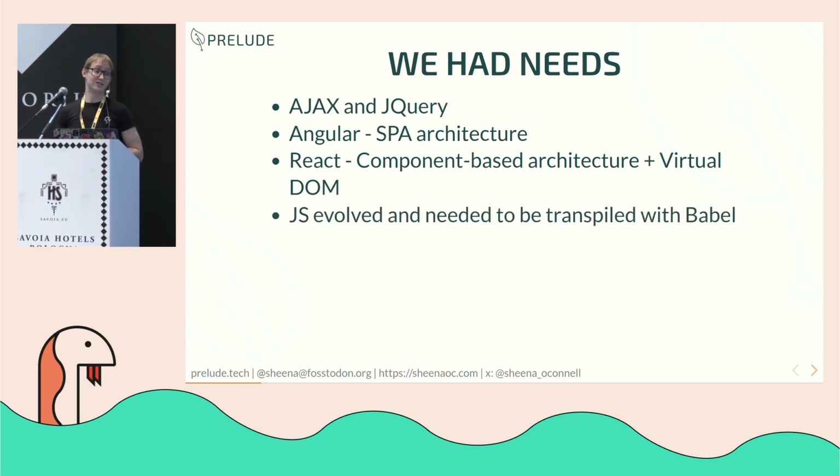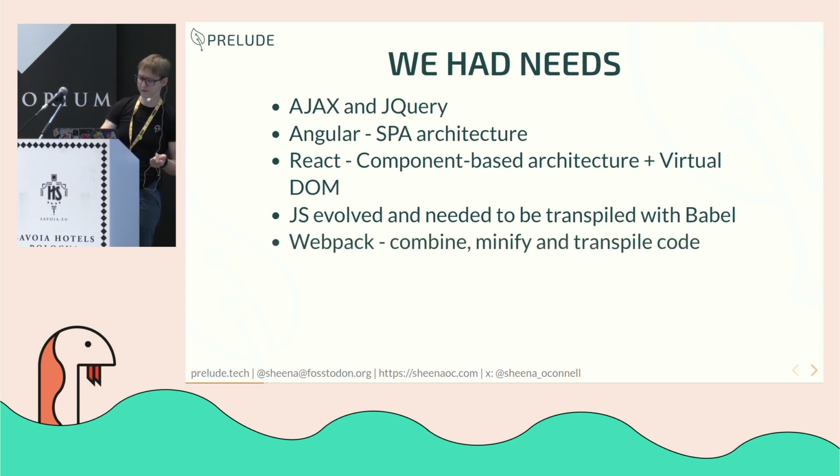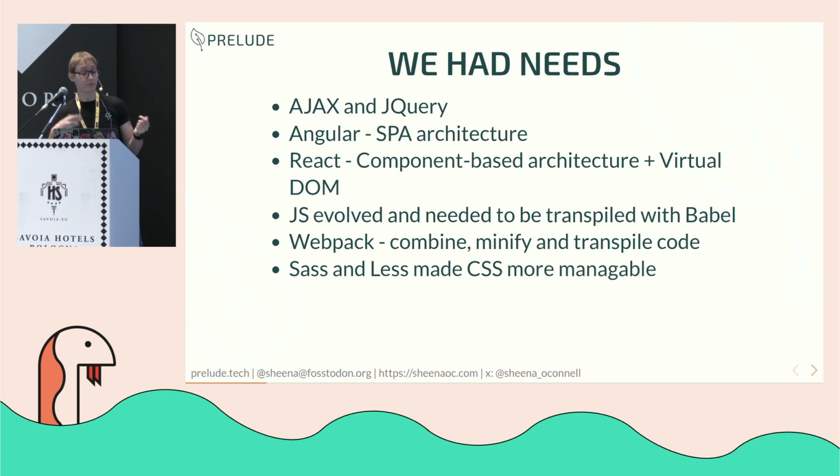Meanwhile, JavaScript was trying to keep up. And it was tough because you can't upgrade JavaScript in a way that breaks the internet. And so we needed tools to transpile it back into old school JavaScript so that browsers could still run the stuff. Tools like Webpack became really popular because not only did we need to transpile things down to old school JavaScript, we needed to do it in a way that minified the code, because now our applications were full-on applications and they were big. Sass and Less made CSS more manageable as well.